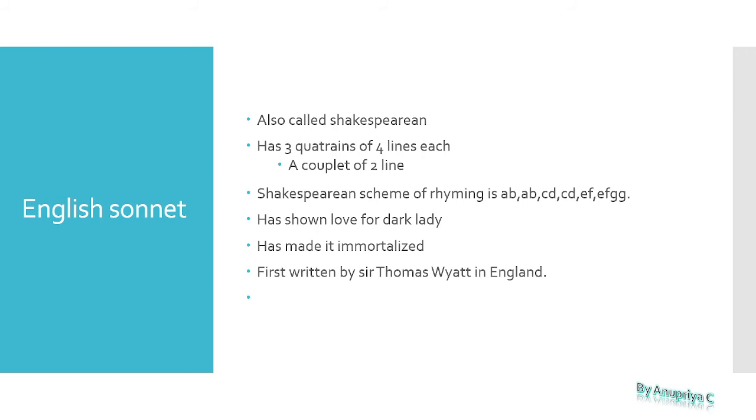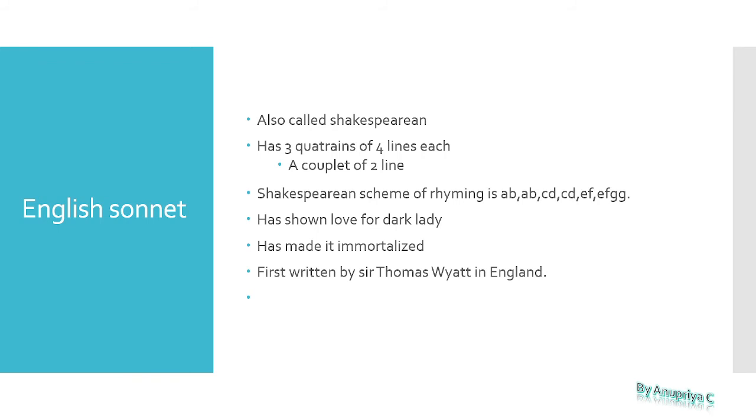Now the rhyming scheme of this particular format, the English sonnet, is ABAB CDCD EFEF GG. Since it contains three quatrains, the first quatrain will have ABAB, the second will be CDCD, and the third will be EFEF, while the couplet will be GG.